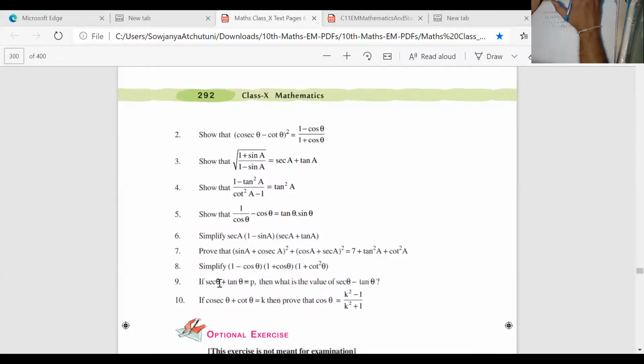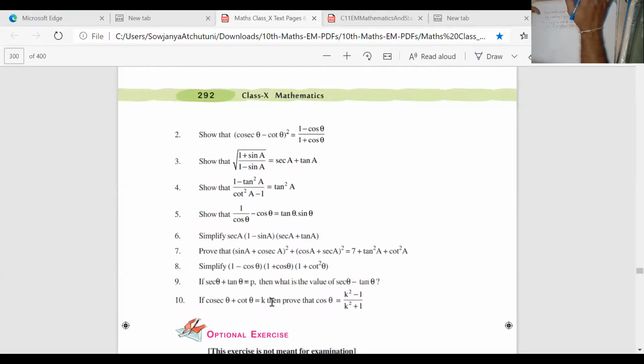Let us say if secant theta plus tan theta is P, then the value of secant theta minus tan theta. We know secant square theta minus tan square theta is 1. That means secant theta plus tan theta into secant theta minus tan theta is equal to 1. So when I see P, I take it to the other side. Secant theta minus tan theta is equal to 1 by P.